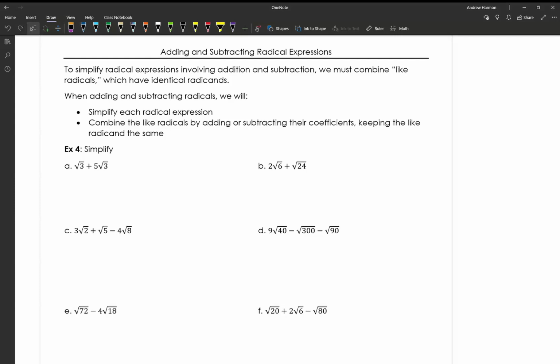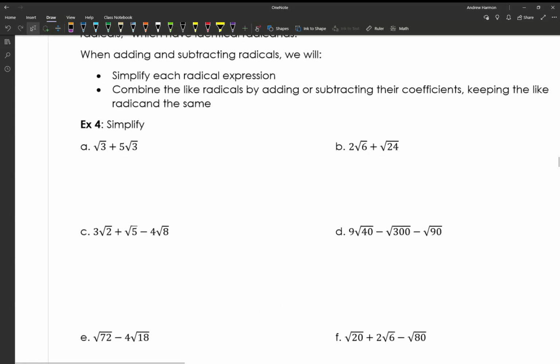In this video, we're going to be looking at how we can add and subtract radical expressions. So we're going to take that concept that we learned previously about simplifying radicals and apply it to just combining radical expressions by addition or subtraction. So let's take a look at the first example.